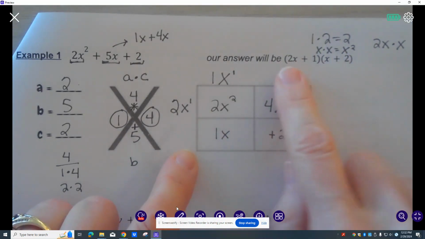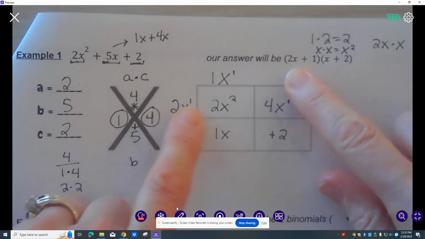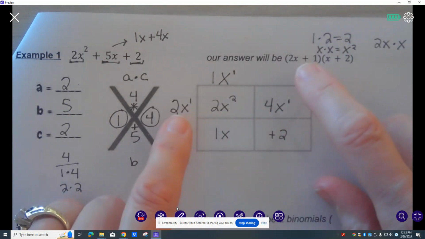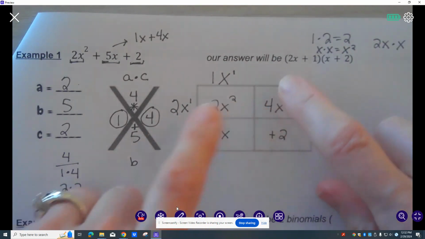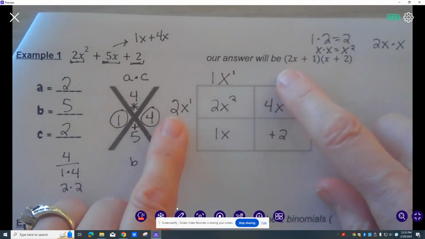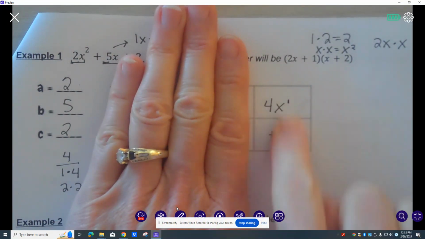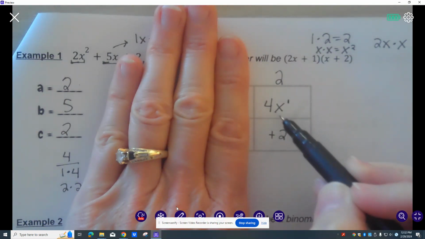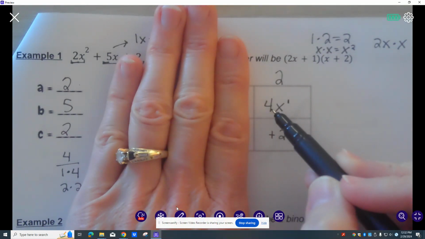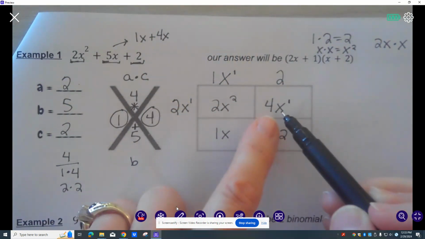Let's continue. Now I need a number here. I know whatever I put here, when I multiply it by 2x, I need to get 4x. So you can think in your head, what times 2 will get me 4? Well, that seems like 2. Seems like I need a 2 here. Here's another way you can check it. If you look down this column, what's the greatest common factor of 4x and 2? Well, that would be 2, because 2 divides into 2 evenly and 2 divides into 4 evenly. So if I multiply 2 by 2x, I get 4x.